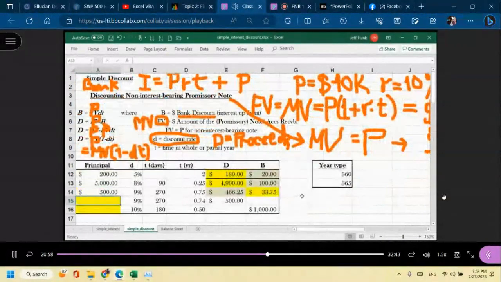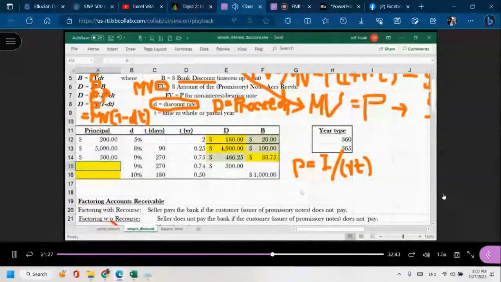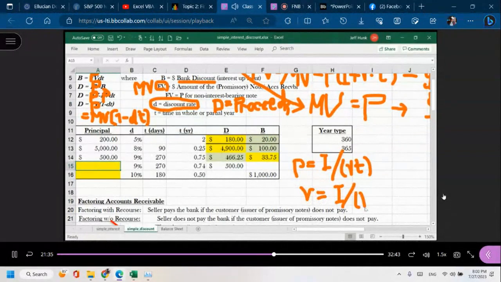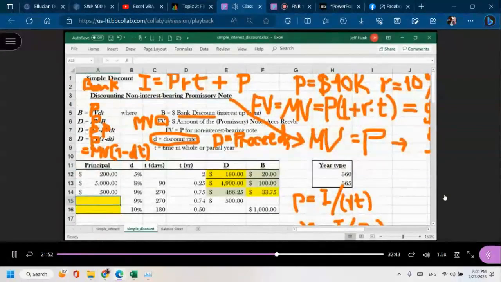So I guess I'll have to use this space. So with that, if P is the unknown, what is that? I over R times T. And if R is the unknown, what do you do? I over P times T, and so on, right? Also, if T is the unknown, you know how to do that. So apply the same logic, because B is P times, or MV times, DT, right?